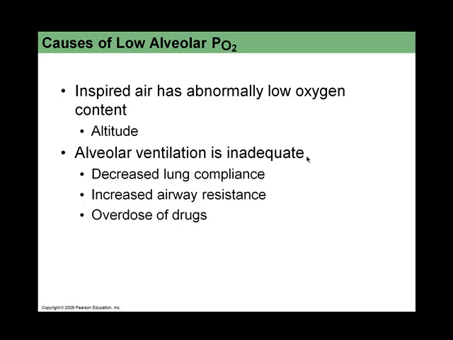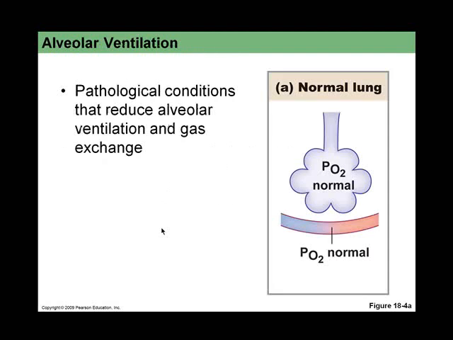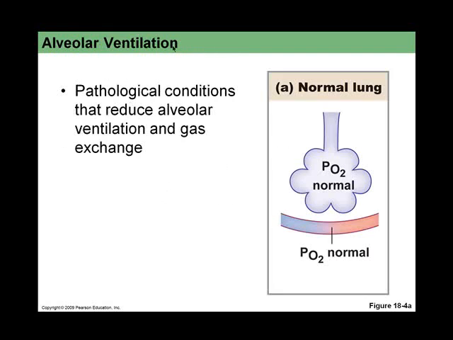The alveolar ventilation might be inadequate, so a decreased lung compliance, you just can't get it in, increased airway resistance, and an overdose of drugs. So there's a variety of these that can offset the mixing of the alveolar between fresh and stale air. Remember that discussion that we had previously. So let's take a look at this from the perspective of alveolar ventilation with a series of these cartoon illustrations.